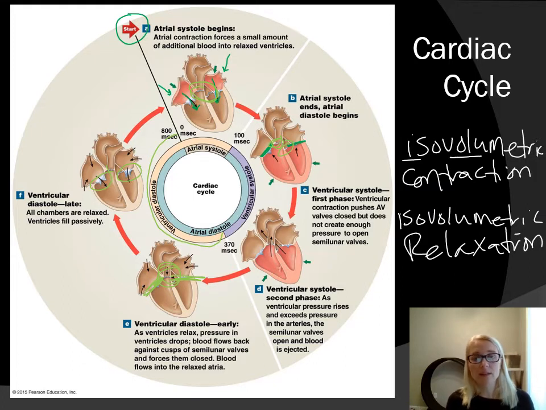Okay, so those terms are really important: the atrial and ventricle systole and diastole, isovolumetric contraction, isovolumetric relaxation. Also that knowledge about when the valves are open and closed, that's going to come back. So, you know, having that foundation when we went over the valve structure is important for this cardiac cycle understanding.